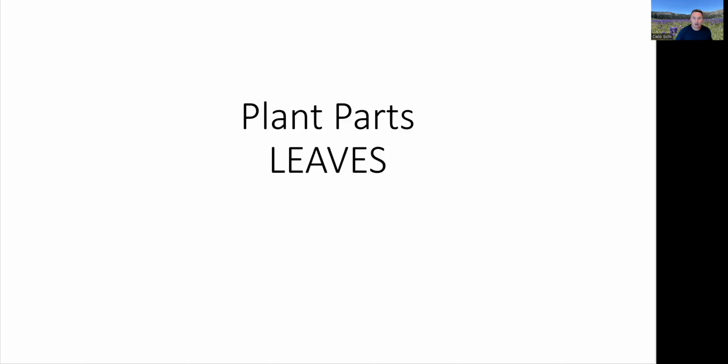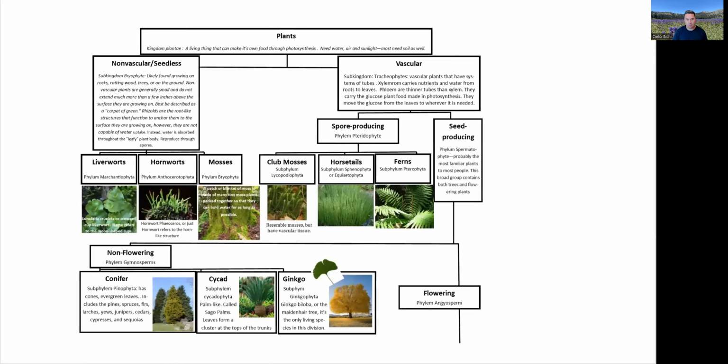Okay, so let's dive in here. There we go. Plant parts, leaves. And this is review from last lectures in taxonomy and plant classification. Remember, we've got the kingdom Plantae, we've got non-vascular or seedless plants, liverworts, hornworts, mosses. We've got vascular plants, either spore producing or seed producing. And within the seed producing plants, we've got phylum Gymnosperm and phylum Angiosperm.